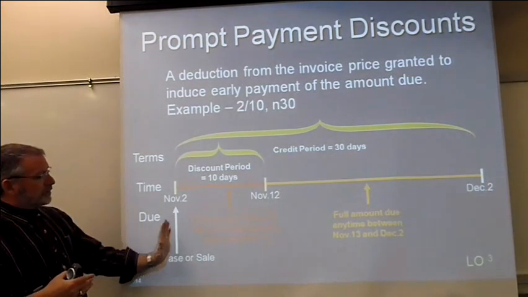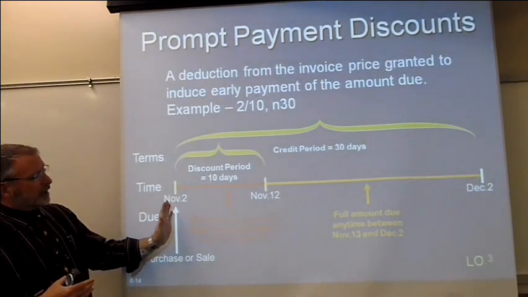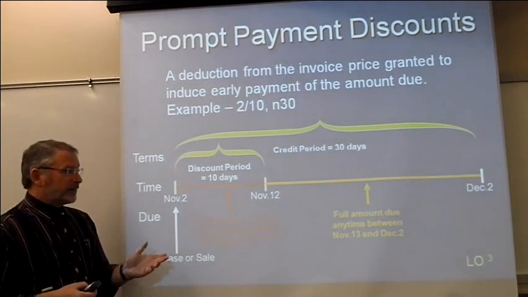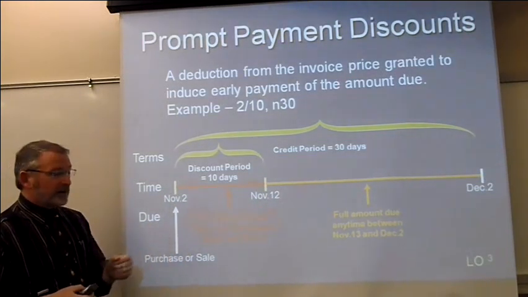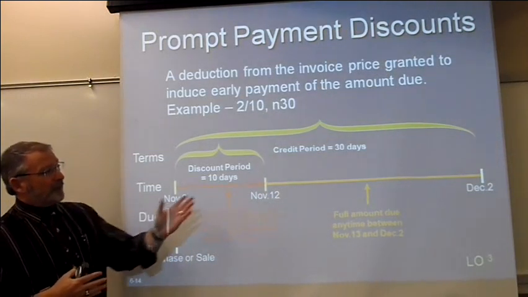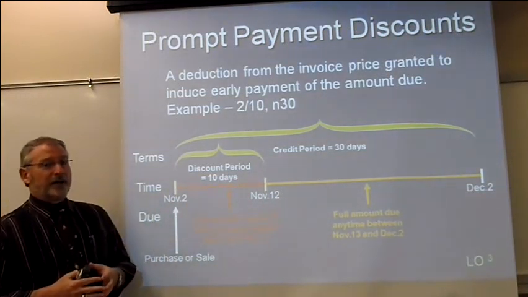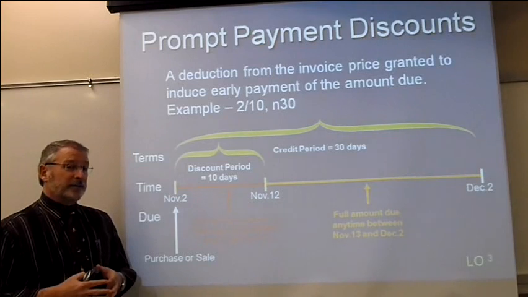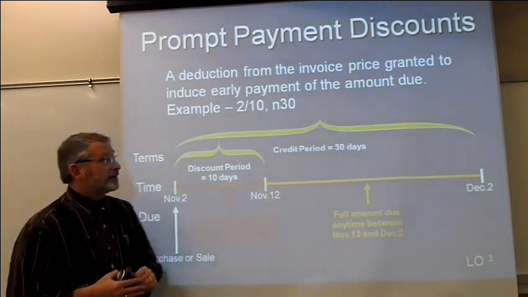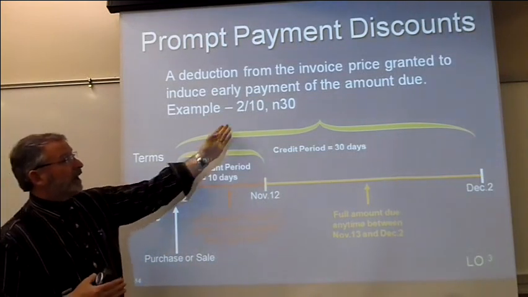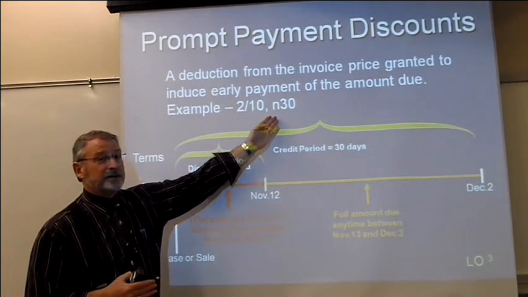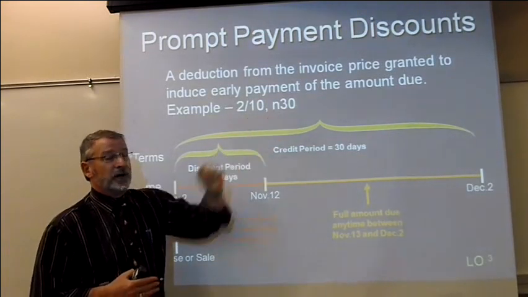Think about, we purchased some stuff on November the 2nd, and if we pay before the 12th, we'd be entitled to some discount. In this case, a 2% discount on whatever amount you pay. If you pay after that date, they're allowing us up to 30 days to actually pay the bill, in which case we wouldn't take the discount normally if we paid after the 10 days. And we represent that by a 2% discount if paid within 10 days. Otherwise, the net, all of it, is due in 30 days.